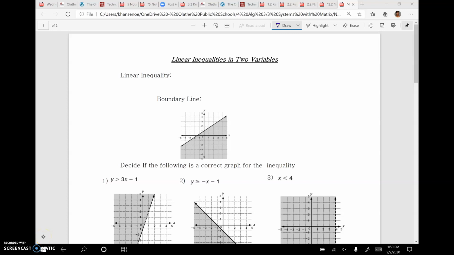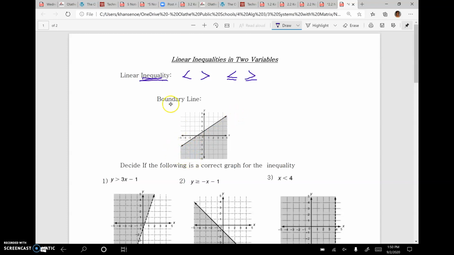All right, linear inequalities in two variables. Two variables just means that you are having an x and a y. Remember, an inequality means that you have less than, greater than, less than or equal to, greater than or equal to. A boundary line. A boundary line is just your line that you're graphing.